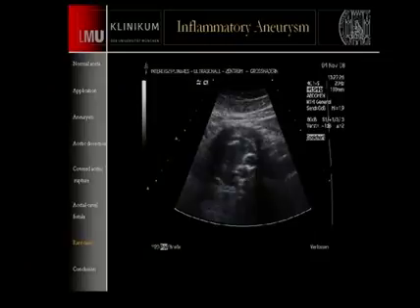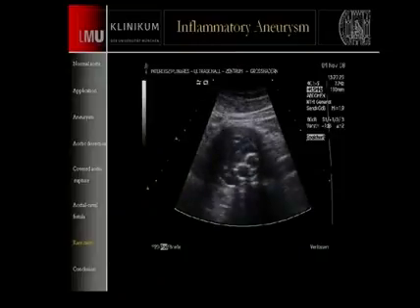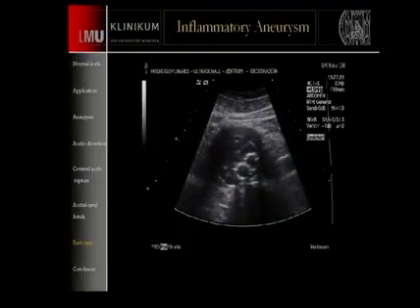This patient had already been treated for the aneurysm with an aortic stent graft. We see here the aortic stent graft. We see that's the normal aortic wall. And then we see this enlargement of the anterior, lateral and ventral part of the aortic wall.